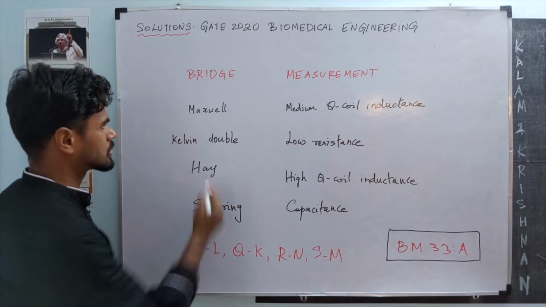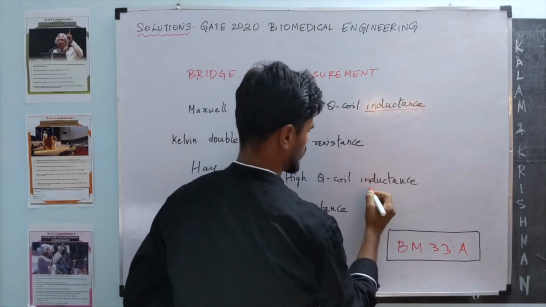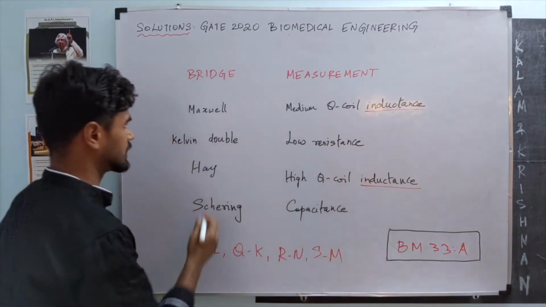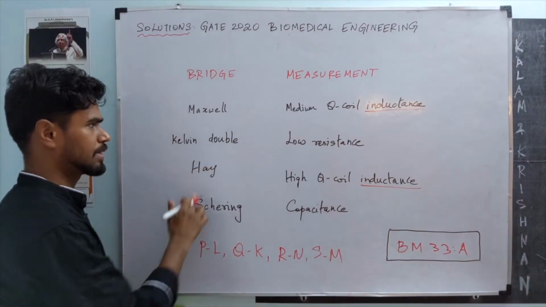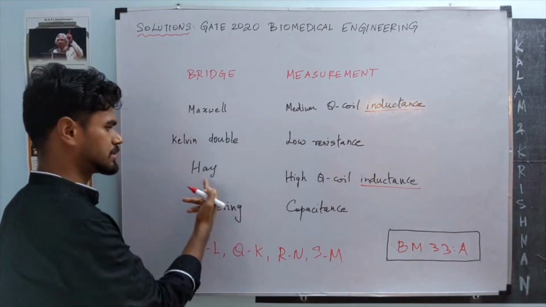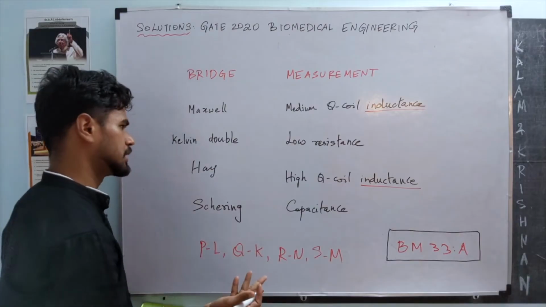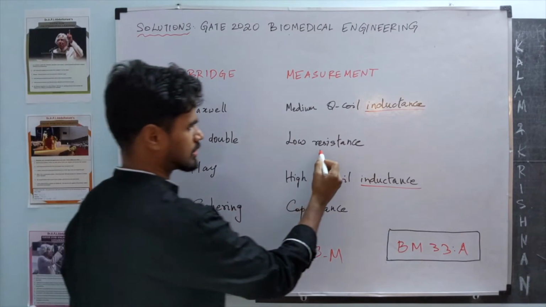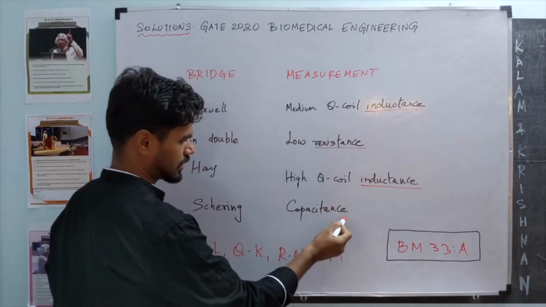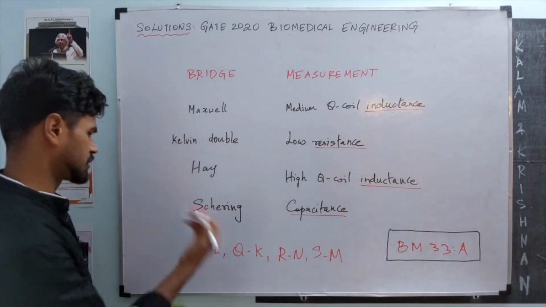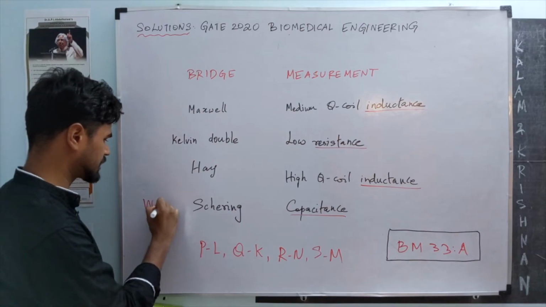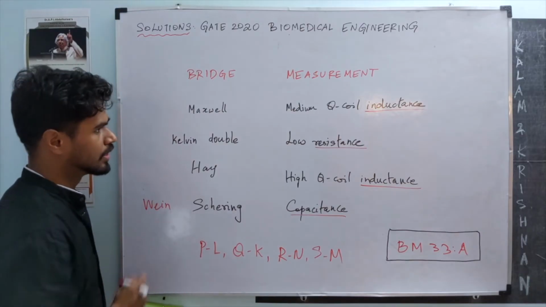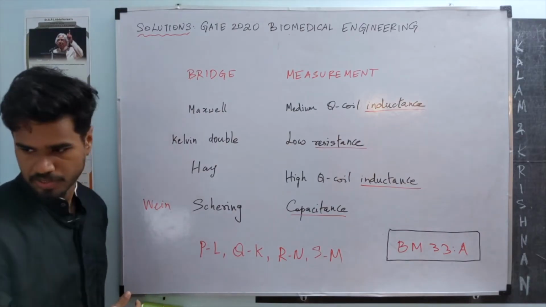And of course, we have 2 inductance measurement bridges. That's the Maxwell and Hay. Okay, Maxwell is used for medium inductance and Hay is used for high inductance. Then Kelvin is used for resistance, and then capacitance is Schering bridge. There is one more capacitance measurement bridge, that's Wien, okay, but it didn't show up in this question.